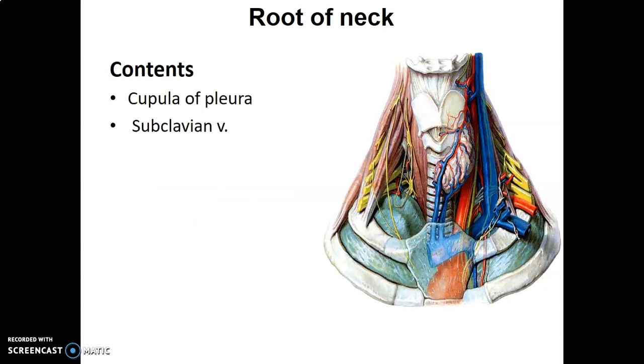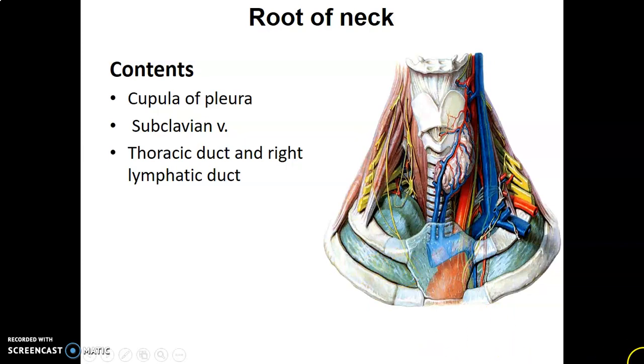What are the contents of the root of the neck? What do you find at the root of the neck? So you have the pleura, the cupula of the pleura, that's the cervical portion of the pleura at the apex of the lung. Then you have the subclavian vein, the thoracic duct, and the right lymphatic trunk. So: cupula of the pleura, subclavian vein, thoracic duct, and right lymphatic duct.